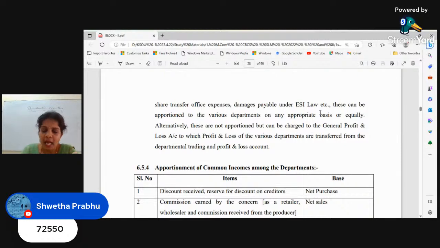Other than the departmental profit and loss account, we also prepare a general profit and loss account. In that general profit and loss account go the expenditures which cannot be apportioned at all, like dividend paid to the shareholders. How will you take that? Interest on bank loan, how will you record it? If it is able to be recorded, then we can divide it. But if sometimes it is not able to be recorded, then it will be transferred to the general profit and loss account.